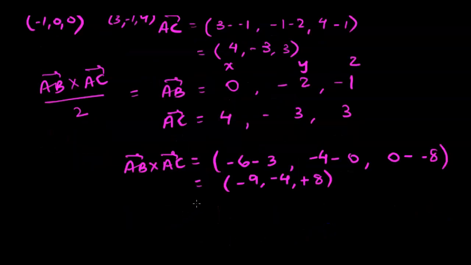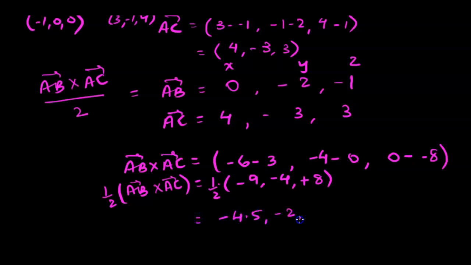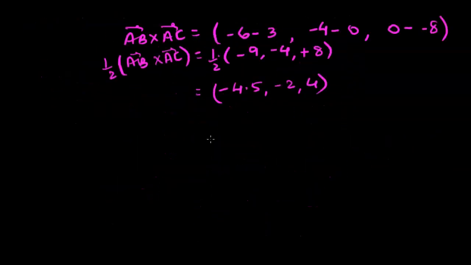Now remember guys, when we have to divide it by 2, dividing by 2 technically means you're multiplying by half. So basically you're just doing the scalar multiplication of vectors now, and the result that you get is (-4.5, -2, 4). Because we need to find the area, we basically need the magnitude of this. So the final answer area is going to be the magnitude of this.